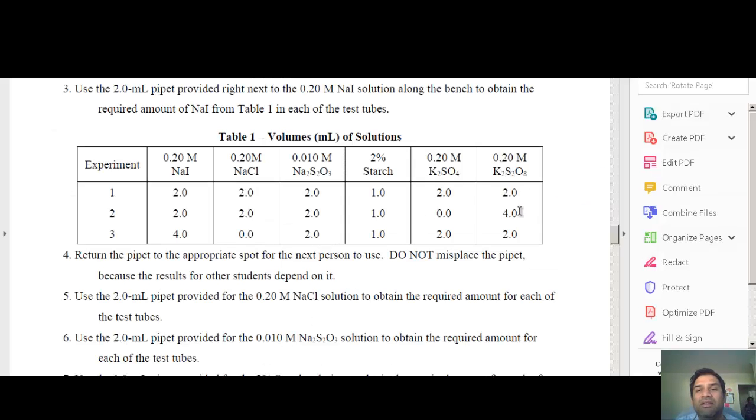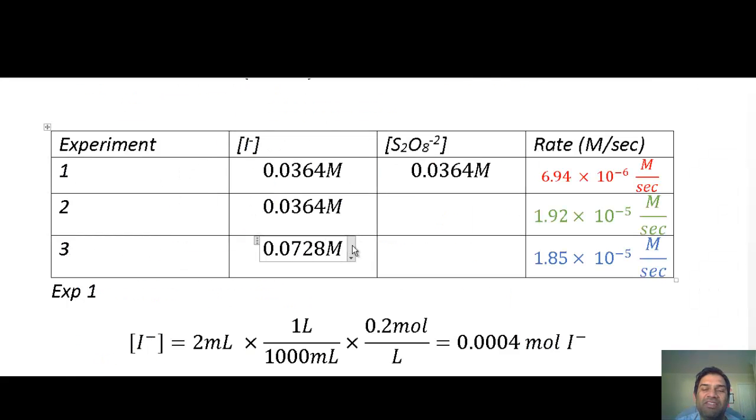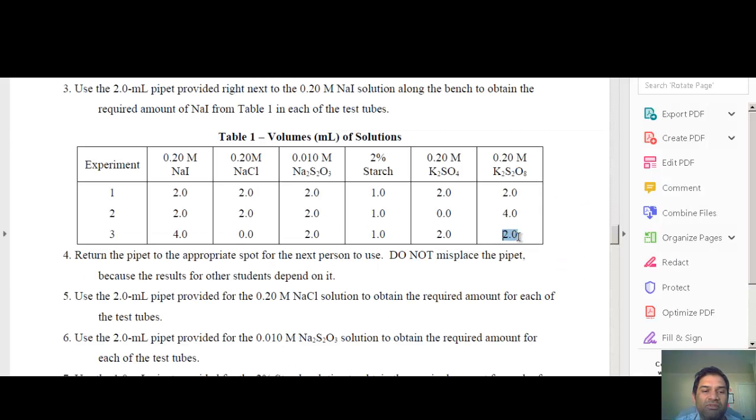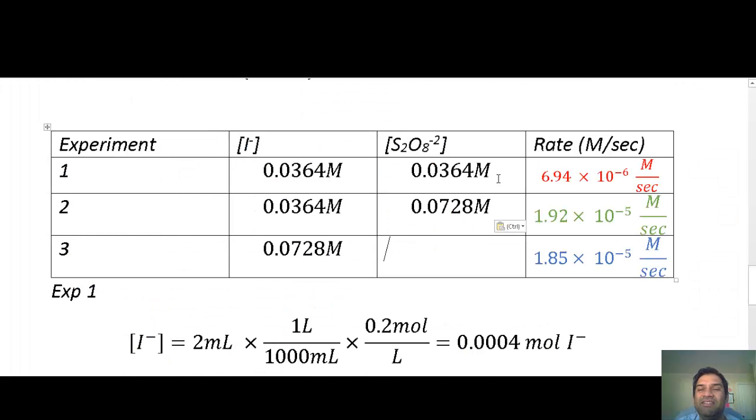Let's look at our table here. We doubled the volume, keeping everything else the same, so it's going to be double the concentration. And then in experiment 3, let's look at our table. In experiment 3, we kept the volume the same as in experiment 1, leaving everything else the same. It should be the same concentration as in experiment 1.